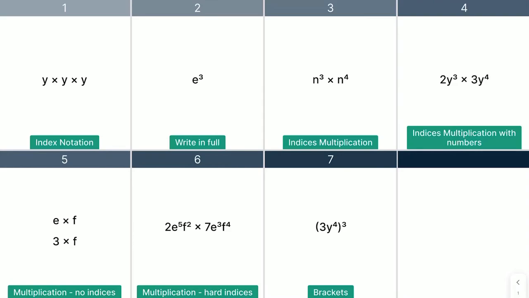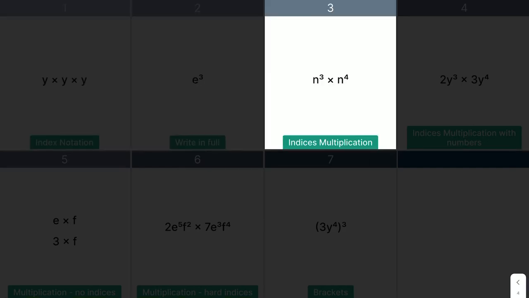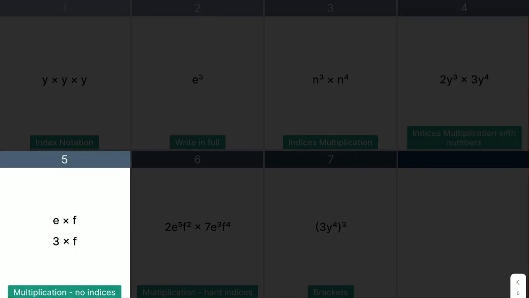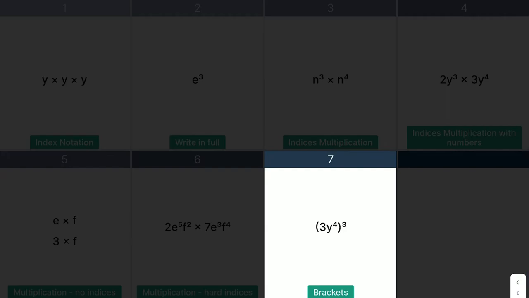Multiplication with algebra is what we're going to look at in this video. We're going to start off by looking at index notation, then writing in full form, then looking at multiplying with indices, and then with numbers and indices, and then just letters on their own, and then sort of harder examples, and then finally looking at brackets.